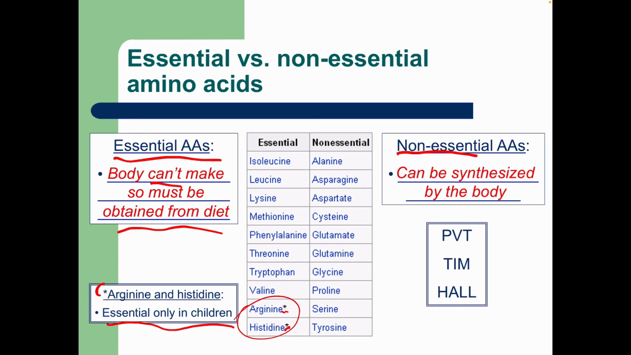Then our non-essential amino acids can be synthesized by the body. Here's a good mnemonic to remember the essential amino acids: PV Tim Hall. You can go through them: phenylalanine, valine, threonine, tryptophan, and so on. That's a good way to remember them. Again, PV Tim Hall.